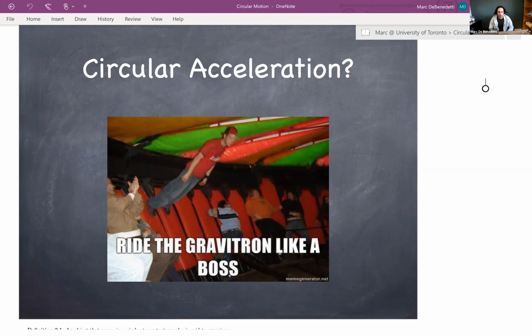Circular motion, just as a term, is a generic term for anything that's moving in a circle. In this class, in first year physics, we typically only talk about something called uniform circular motion. And the qualifier, uniform, means that the speed of the object is constant as it travels in this circular path.